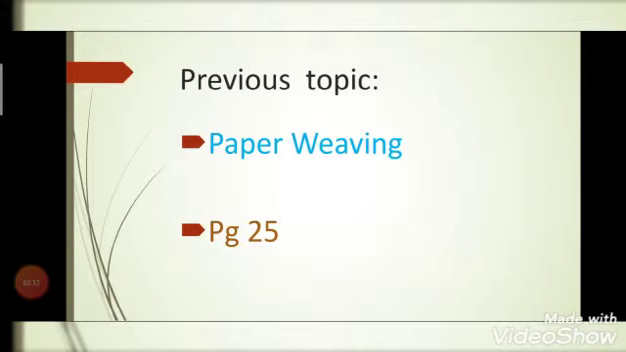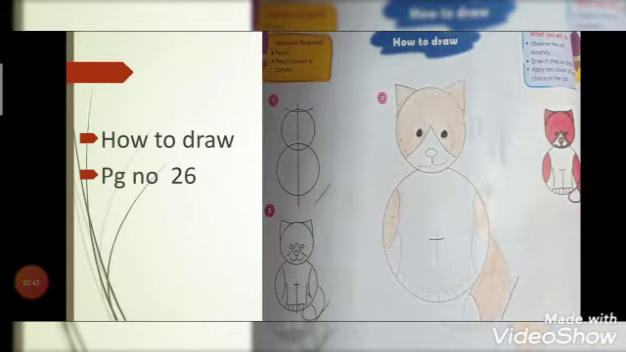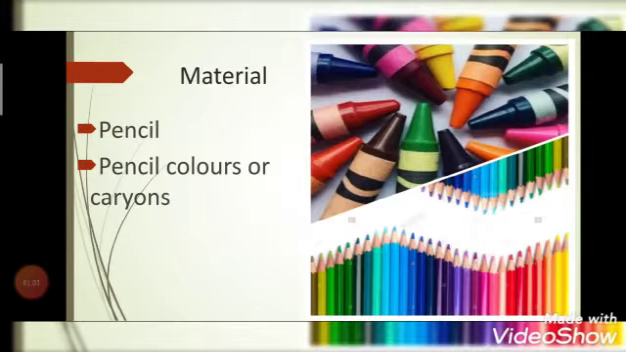Dear students, our previous topic was paper weaving, page 25, and our today's topic is how to draw, page number 26. This is your book page. Here you can see a picture of a cat. You have to draw it step by step, and after that you can color it. You can use any of your favorite color. For this lesson, for material you want pencil colors or crayons.